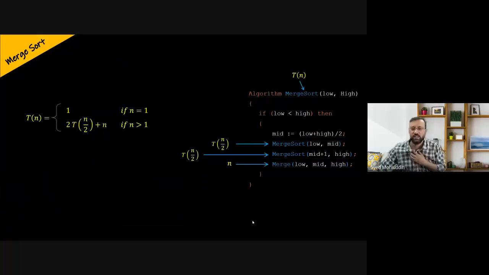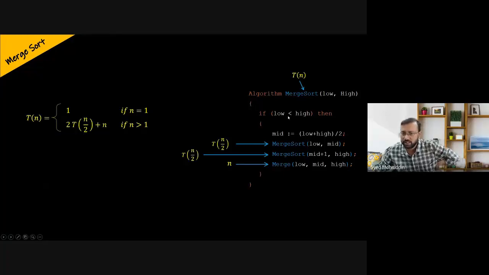Now let us look at the merge sort. Merge sort is a recursive algorithm, so we need to find the recurrence relation. Let us assume T of n is the time complexity for the merge sort. Now, for this merge sort T of n, n is the size of the array.